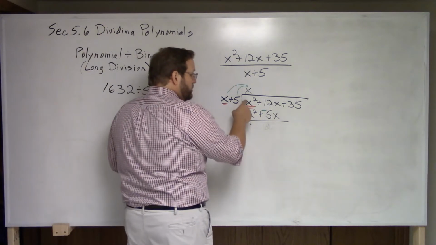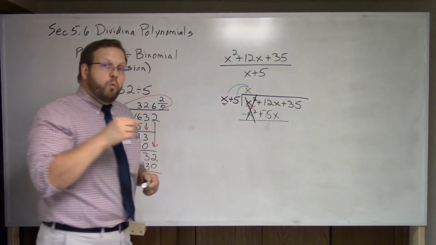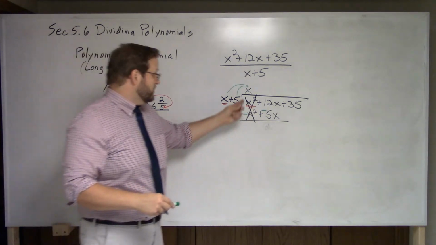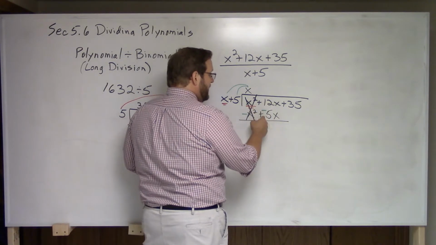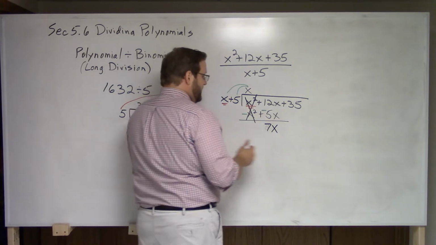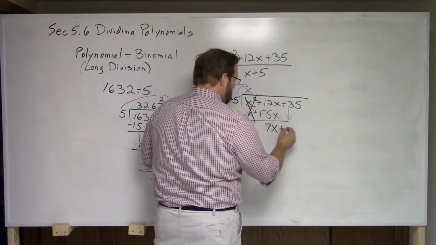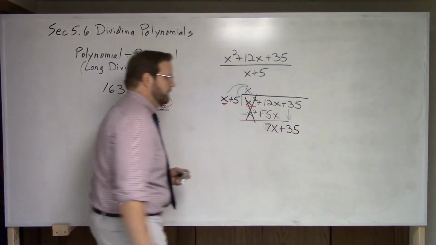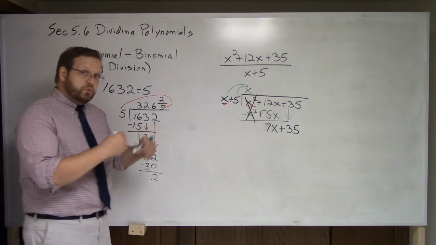And then x squared minus x squared. That's gone. Why did we want them to match? So that they would go away. Okay, now I get 12 minus 5x is 7x. And then I carry down that 35.